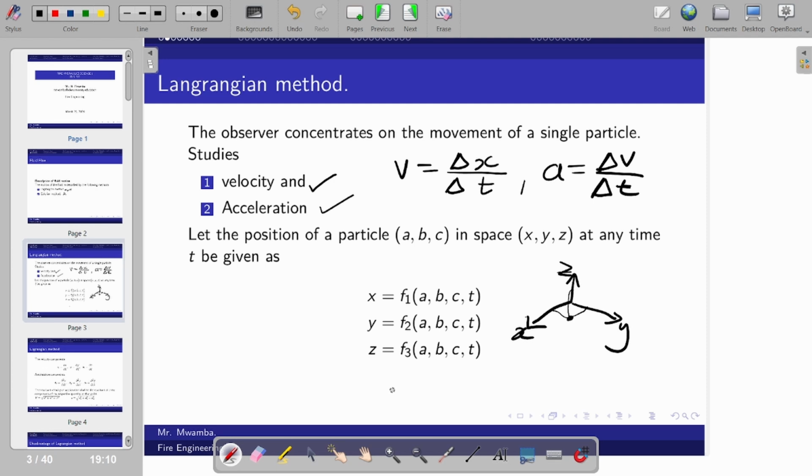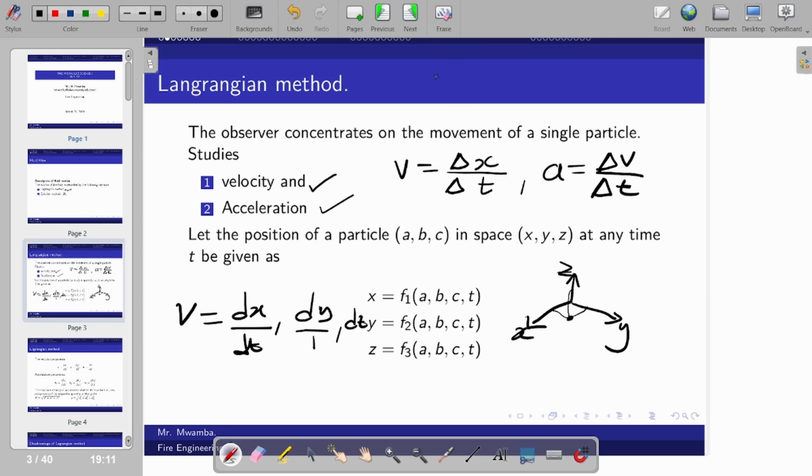Let us find the velocity of this particle. Okay, how are we going to find it? The velocity of this particle will be given by the change along the x with time. But remember, this is not just one distance. This is a three-dimensional object, okay? So there will be a change along the x-axis, a change along the y-axis, and then a change along the z-axis.